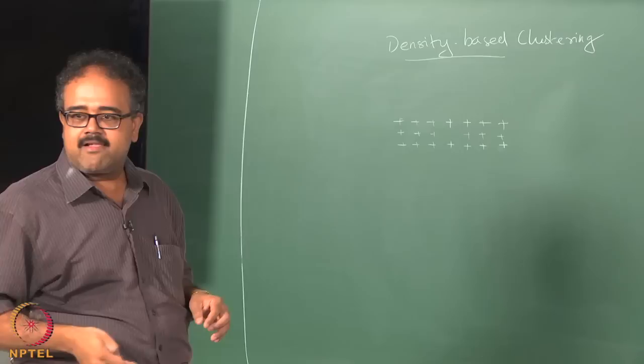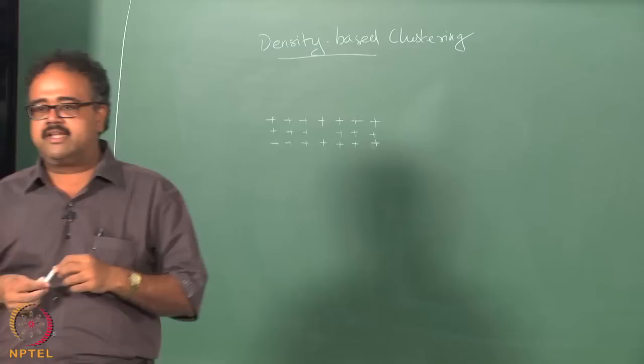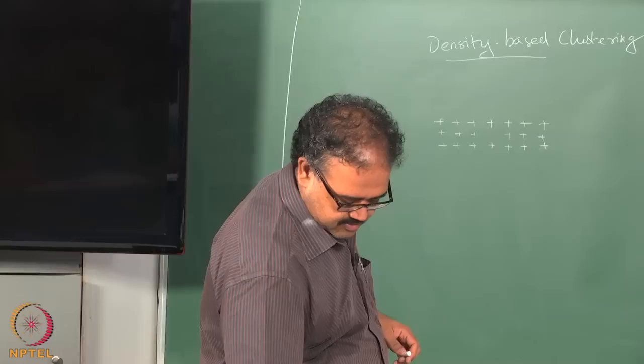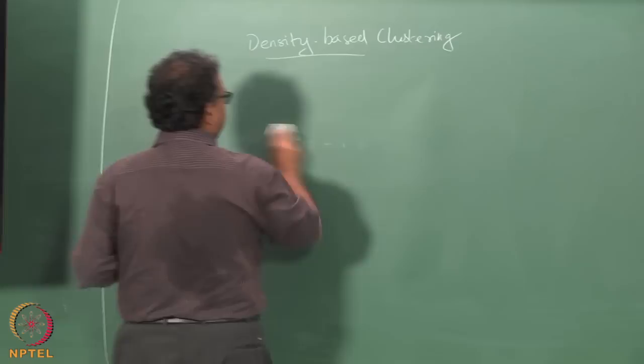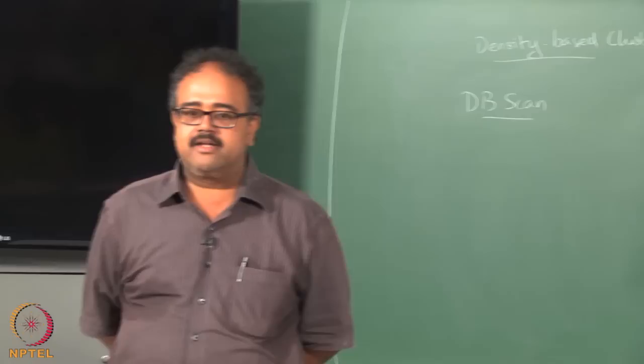If you run k-means, you might get anything, I do not know, depending on where you start off. So, if your intuitive notion of clustering has to do with density, why do not you try to come up with a clustering algorithm that captures this notion of density? There is a very popular algorithm called DBSCAN that does density based clustering.